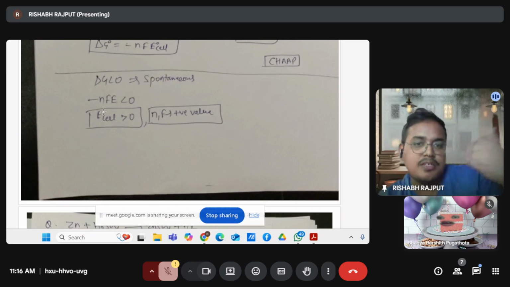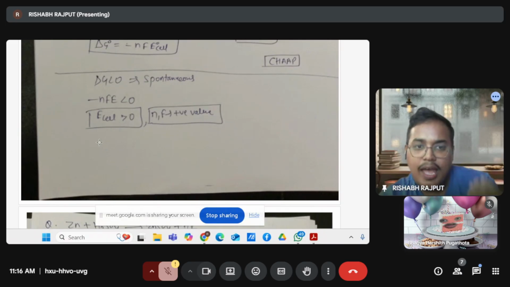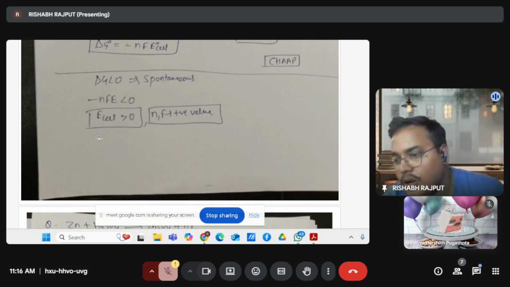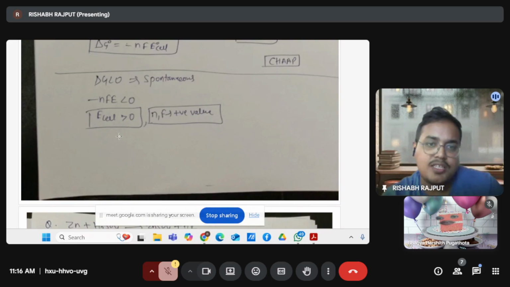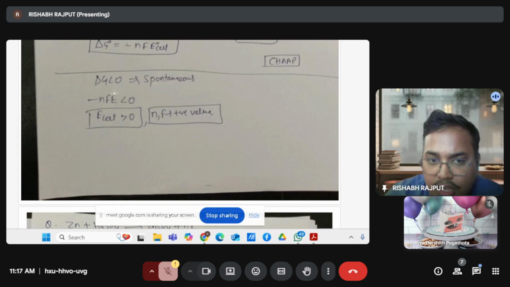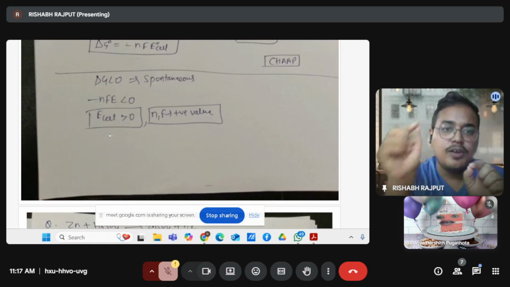We know the number of electrons n is always positive. We can't say minus 2 electrons will transfer or minus 3 electrons will transfer. So n is always positive. We also know the F value is already fixed: 1 F is equal to 96,500 coulomb. So n and F are both positive, and only E cell is left. So you can observe that if your E cell value is positive, your total value will come negative.